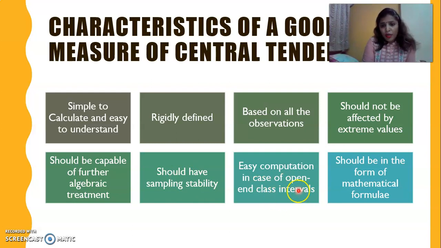Then it should be easily computed in case of open end class intervals. Open end class intervals means, supposing in your questionnaire you put a question on annual income, and one of the options you give, which is probably the last one, is greater than 5 lakhs. Now this is an open end. The income could be 1 crore, it could be 5 crores, it could be 7 lakhs. So a good measure of central tendency should be easily computed in case of open end class intervals. Then it should be in the form of a mathematical formula.